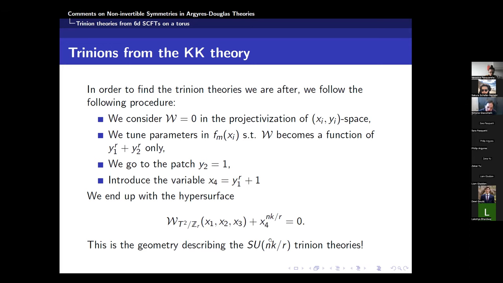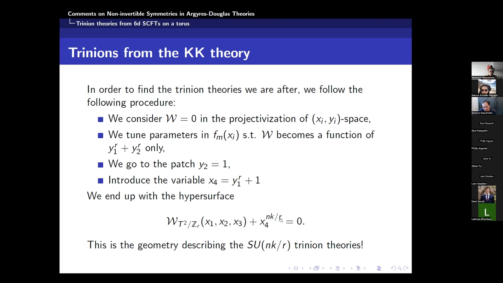And here we just recover the hypersurface singularity describing our trinium theories. So, overall, what I do is start from 6D, put the theory on T2. This will lead in general to a non-conformal theory. And now I will try to locate conformal theories sitting at special points of this theory. And this will include the trinium models we are interested in.